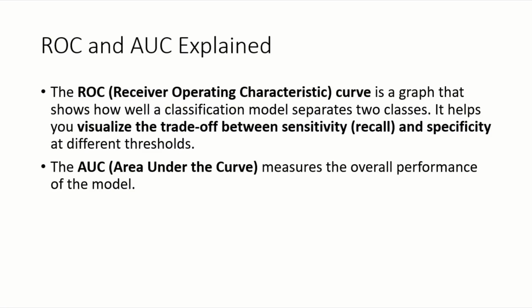We'll also be looking at the receiver operating curves, or ROC, and the area under the curve. The ROC, the receiver operating characteristic curve, is a graph that shows how well a classification model separates two classes. It helps you visualize the trade-off between sensitivity, which is recall, and specificity at different thresholds. The AUC, or area under the curve, measures the overall performance of the model.